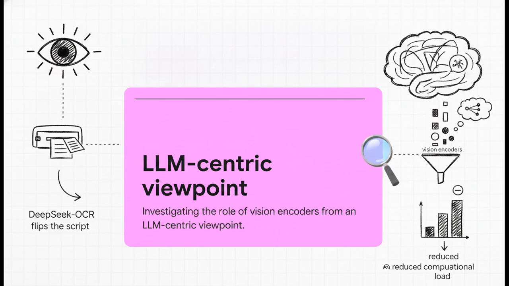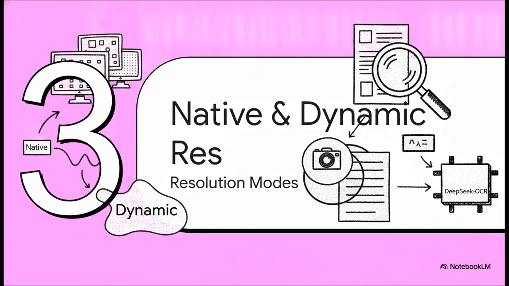It's no longer just about seeing the image perfectly in a vacuum. It's about translating that image into tokens so incredibly efficiently that the language model can instantly understand the visual data. By compressing the optical input specifically for the LLM's context window, they are drastically reducing the computational load. It's a real game changer. Which brings us to Section 3, Native and Dynamic Resolutions.